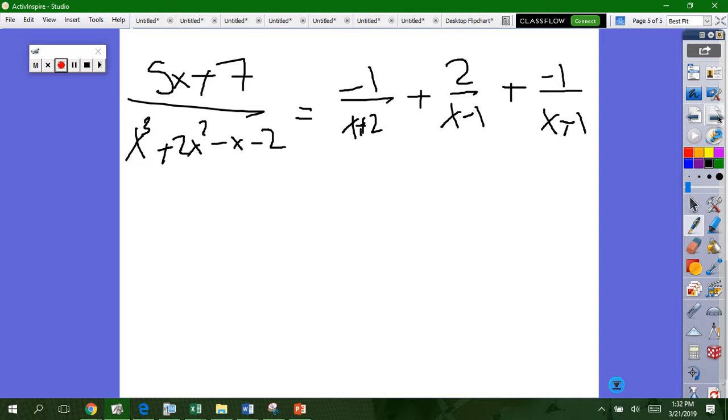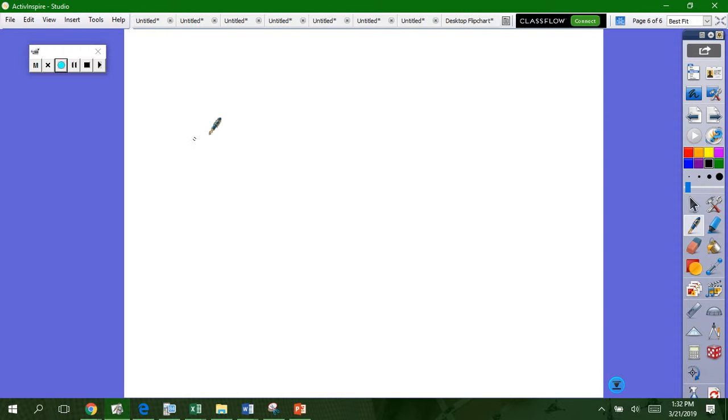Next example. All right, this is a good problem. This is where we get into a little bit different here. That is a plus 1. Is that better?